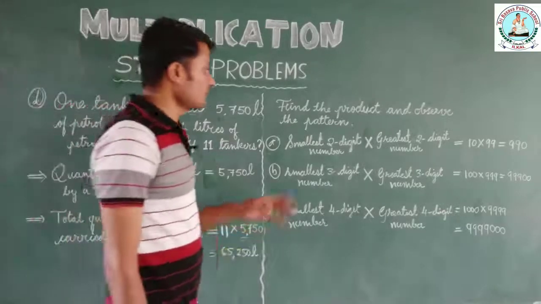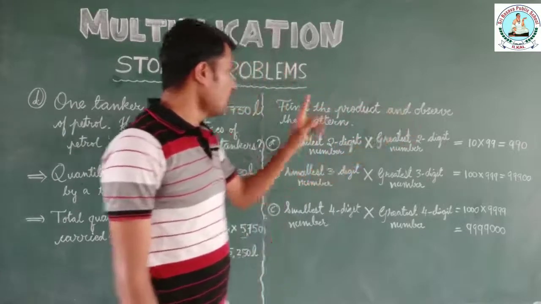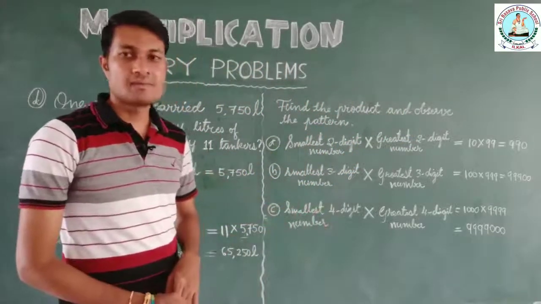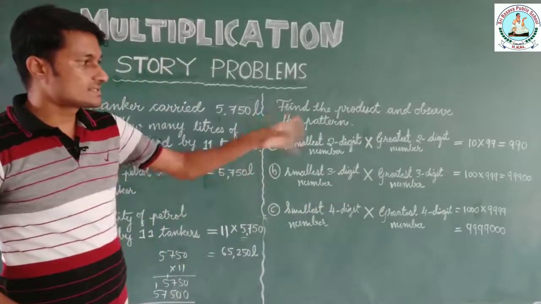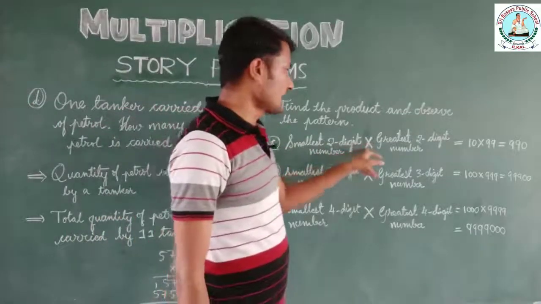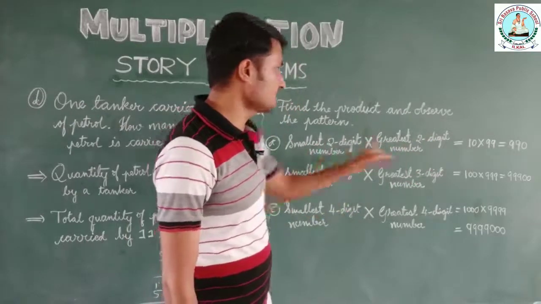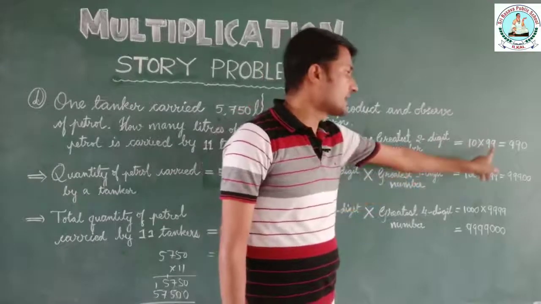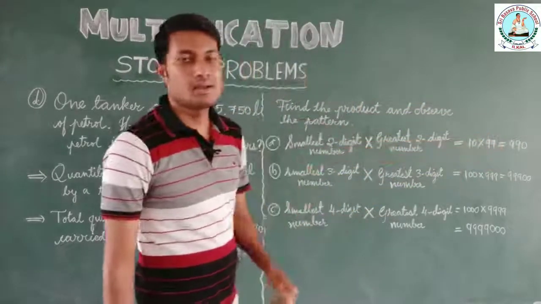Let's go for the next problem, that is find the product and observe the pattern. We need to find the product here, and afterwards observe the pattern found by solving this. So the smallest 2-digit number times the greatest 2-digit number. The smallest 2-digit number is 10 and the greatest 2-digit number is 99. When you multiply this, your product will be 990.